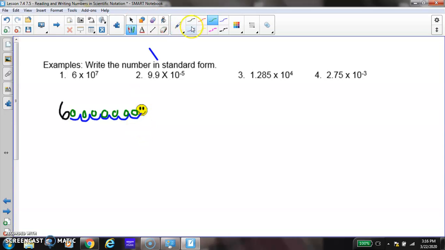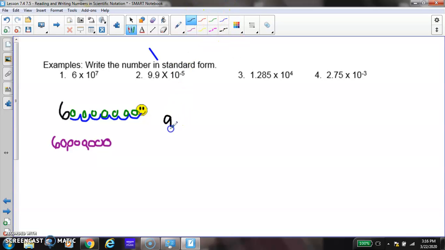All right, so to write your final answer, you're going to write a 6 with 1, 2, 3, 4, 5, 6, 7 zeros. And remember, you're going to put a comma for the big ones after every 3. So this would be 60 million. Okay, let's do the same thing for the next one.